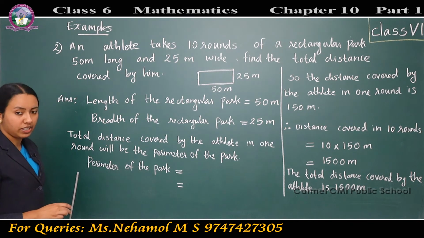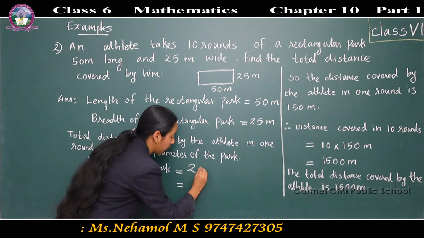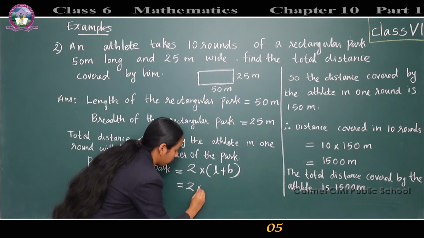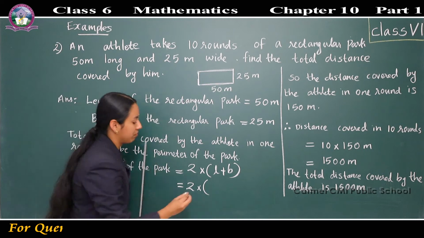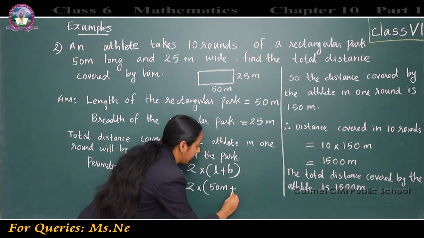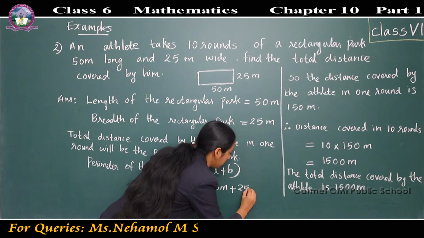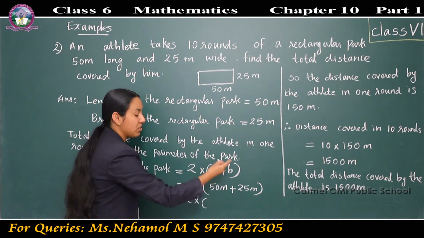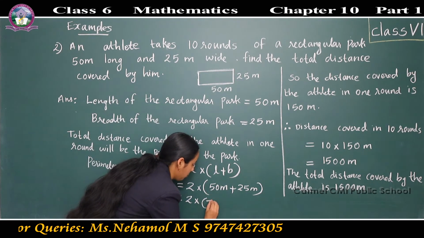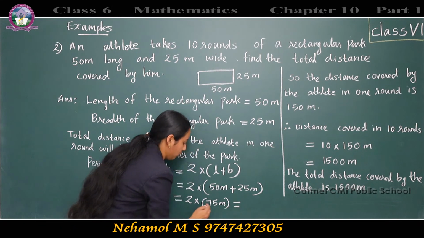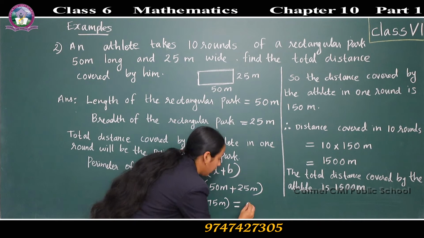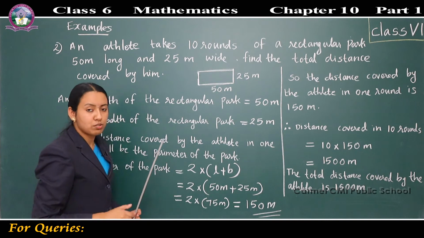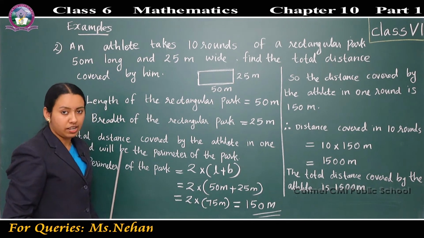So the perimeter of the park is equal to, what is the formula? 2 into (L plus B). Then 2 into (50 meter plus 25 meter), which is 2 into 75 meter. 2 into 75 is equal to 150 meter. So we got the perimeter of the rectangular park.